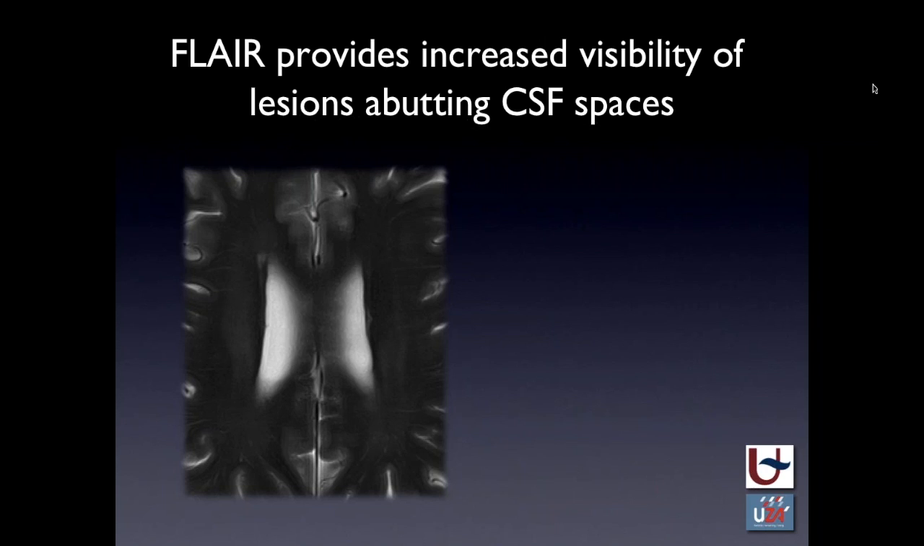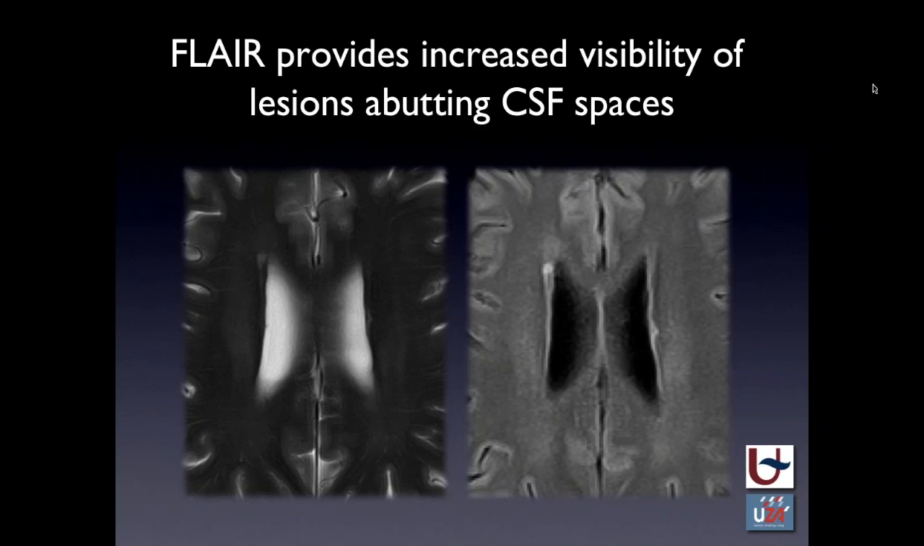And I would urge you to look at that image and to try to identify the periventricular white matter lesions. Now that's very difficult because the lesions are bright and the CSF is bright. But when you do the FLAIR image in the exact same location, you will see that the lesions are actually outlined because they are bright, whereas the CSF signal is suppressed. So that's a great advantage of FLAIR.